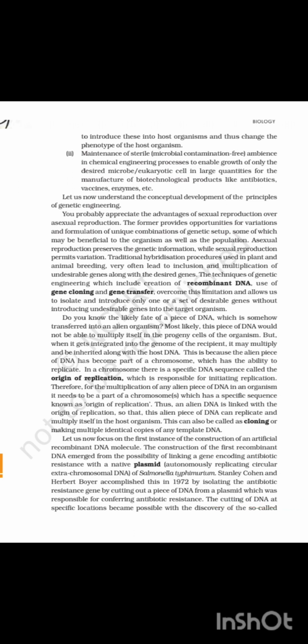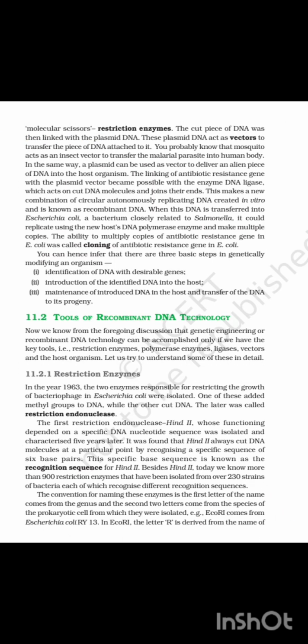The cutting of DNA at specific locations became possible with the discovery of so-called molecular scissors, restriction enzymes. The cut piece of DNA was then linked with the plasmid DNA. These plasmid DNA act as vector to transfer the piece of DNA attached to it. You probably know that the mosquito acts as an insect vector to transfer the malarial parasite into the human body. In the same way, a plasmid can also be used as a vector to deliver an alien piece of DNA into the host organism.